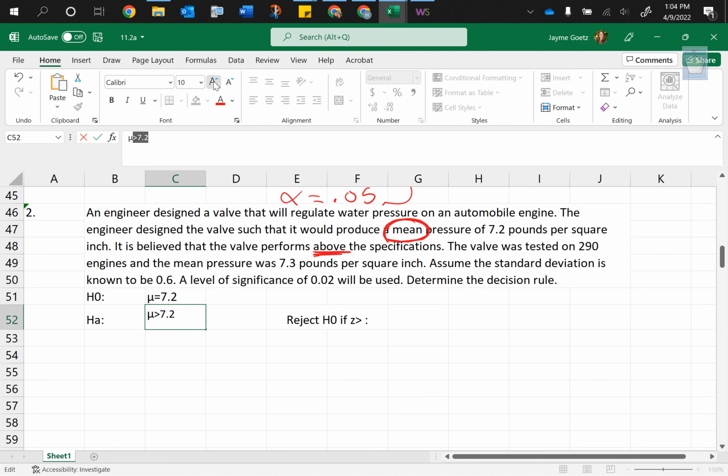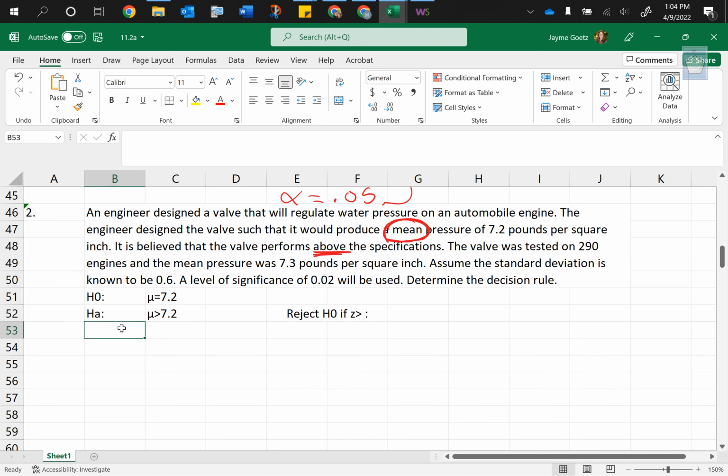Now let's type in all the other information we can find. It says the valve was tested on 290 engines. Well, that's my n value. So 290 engines. And the mean pressure was 7.3 pounds per square inch. Again, this is on my sample, so that's going to be x bar.